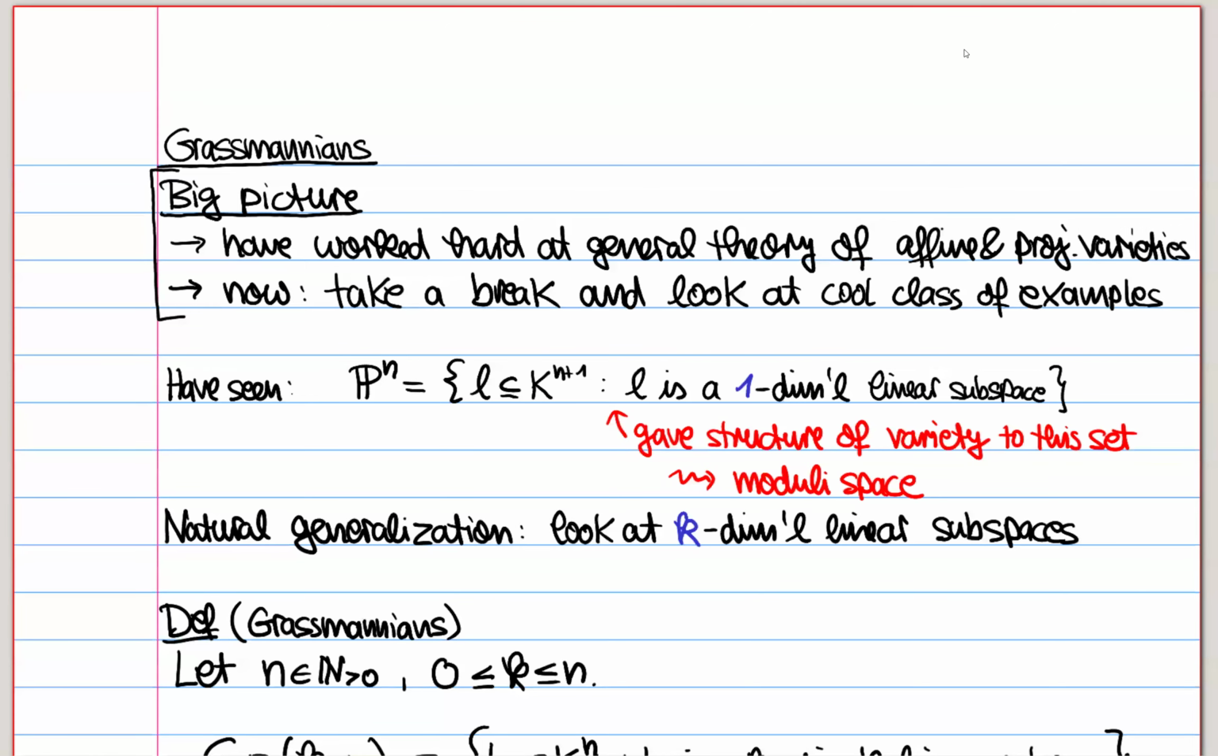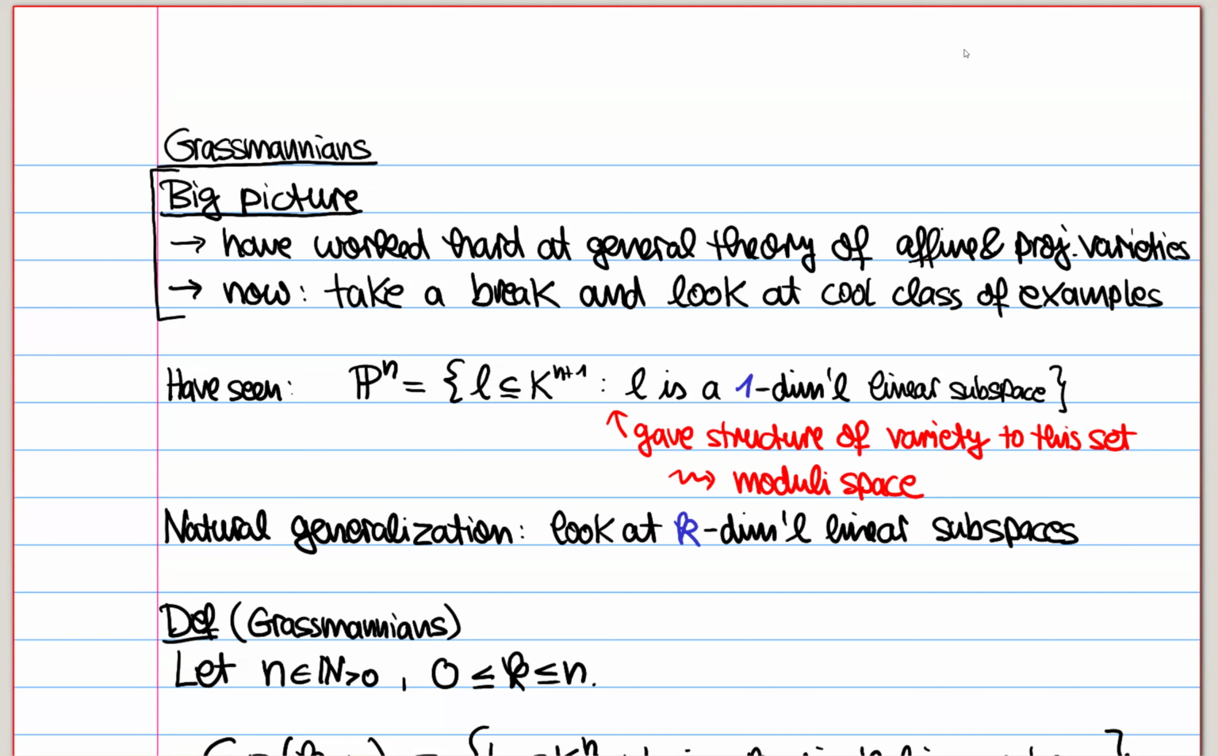In the course so far, we have worked hard at doing the general theory of affine varieties and now projective varieties in the last chapters. And now it's time to take a bit of a break from this general theory and just look at a cool class of examples that are also important in the more general theory. And these are the so-called Grassmannians.